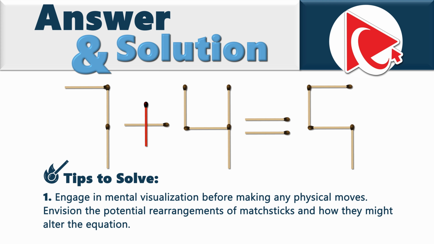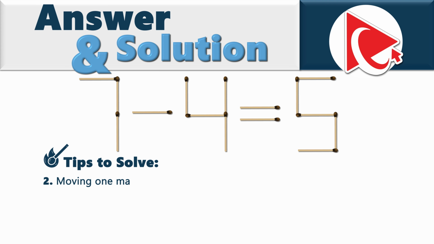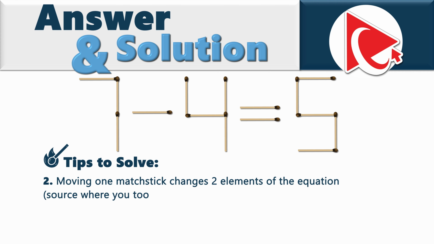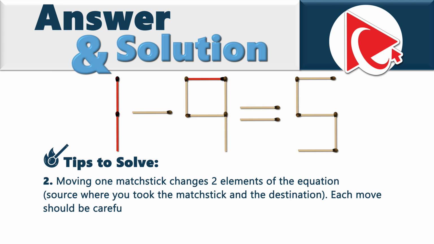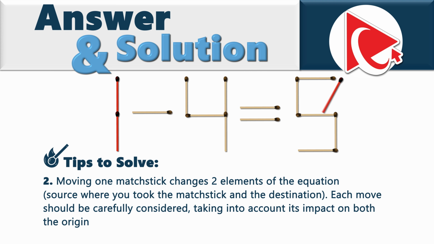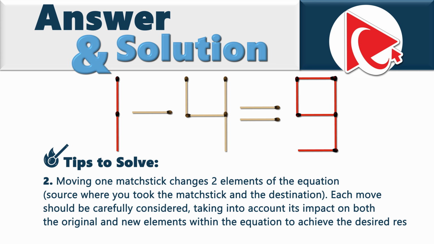The most important consideration here, which makes this problem so challenging, is that moving one matchstick changes 2 elements of the equation: source, where you took the matchstick from, and the destination. This is why each move should be carefully considered, taking into account its impact on both the original and new elements within the equation to achieve the desired result.